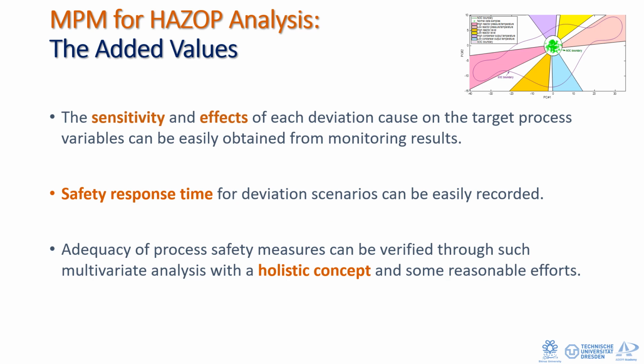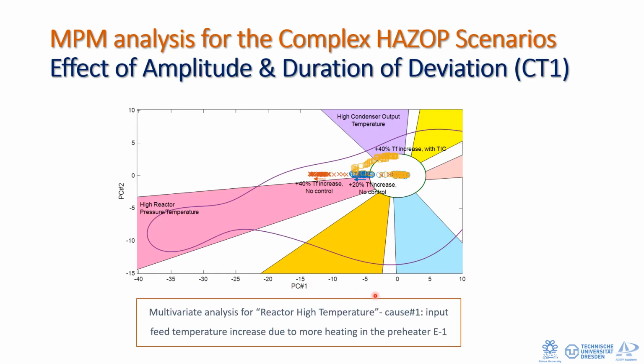The first scenario is reactor high temperature due to more feed temperature. This deviation is examined considering two different amplitudes of the deviation cause. You can see monitoring results for 20% input feed temperature increase with blue circles. Direction of process data movement shows temperature increase in both the first reactor and condenser output temperature. However, the system is in the safe region.